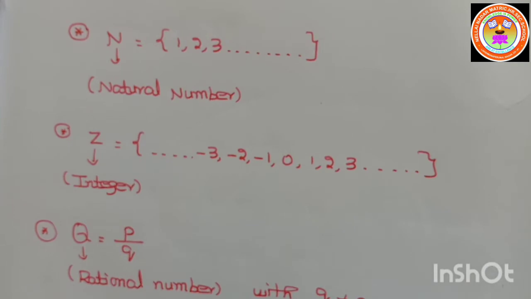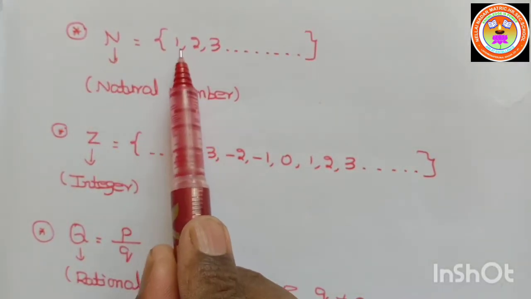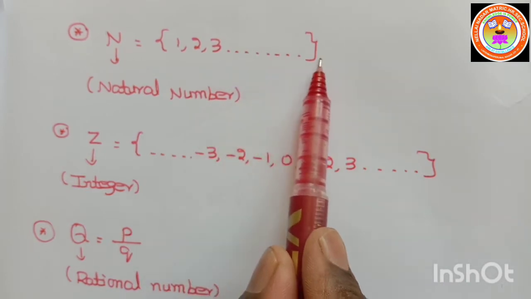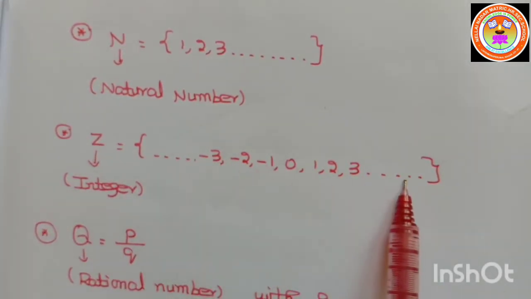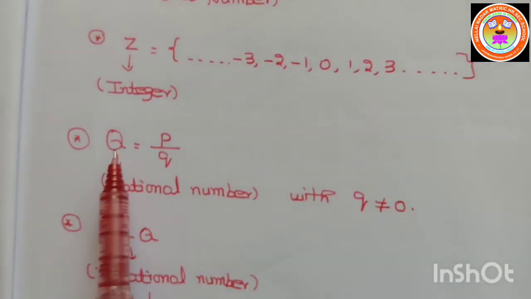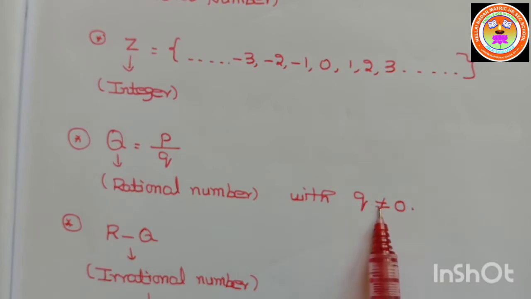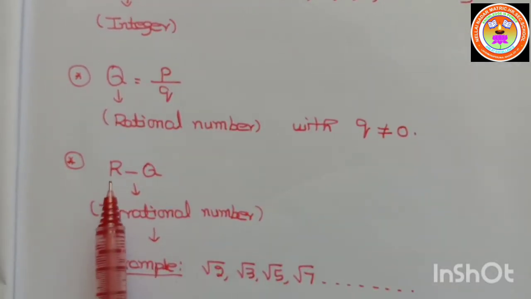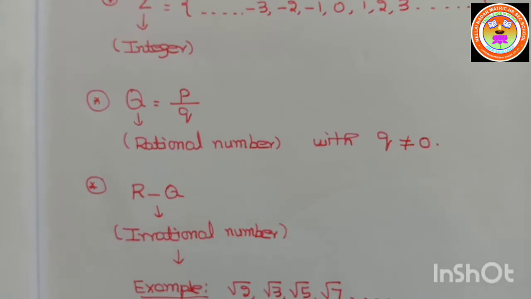Now, natural numbers start from 1, 2, 3, going on. Integers, negative to positive. Capital Q is the rational numbers, p by q with denominator not equal to 0. R minus Q is the irrational numbers: √2, √3, √5, √7, this way going on.